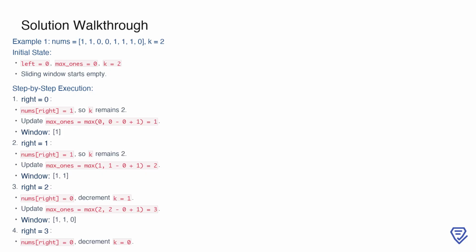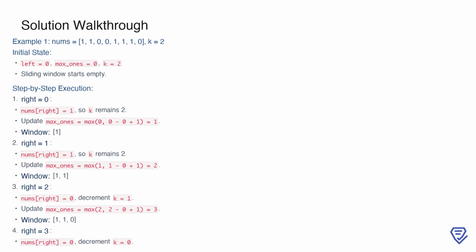Starting with the first example, we have the array nums equals 1, 1, 0, 0, 1, 1, 1, 0, and k equals 2. The sliding window begins empty, with left initialized to 0 and max_ones set to 0. At each step, we extend the window by moving right to include the current element. At right equals 0, the value is 1, so there's no need to decrement k. We update the maximum number of consecutive ones by calculating max_ones equals max(0, 0 - 0 + 1), which equals 1. The window now includes just the first element, 1.